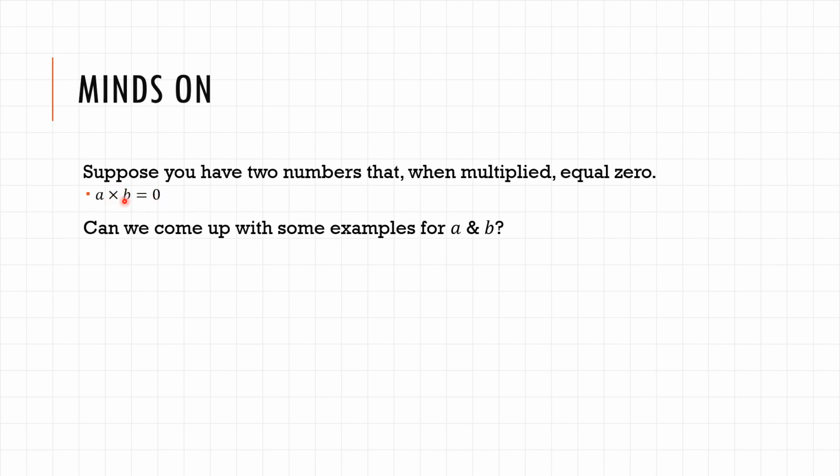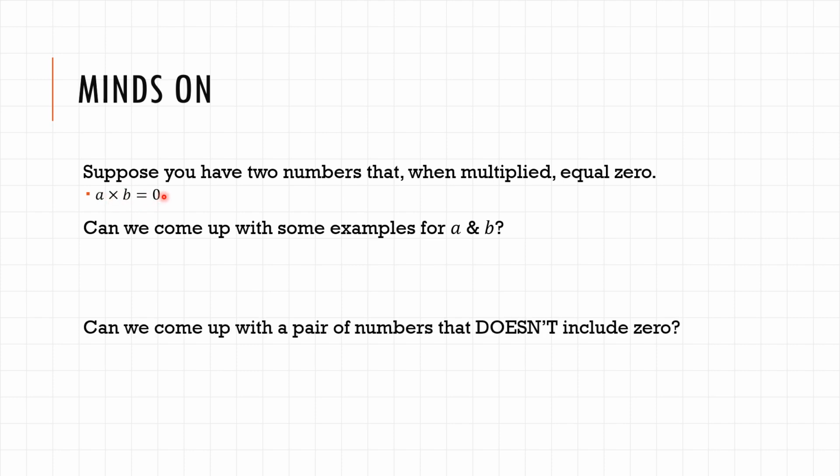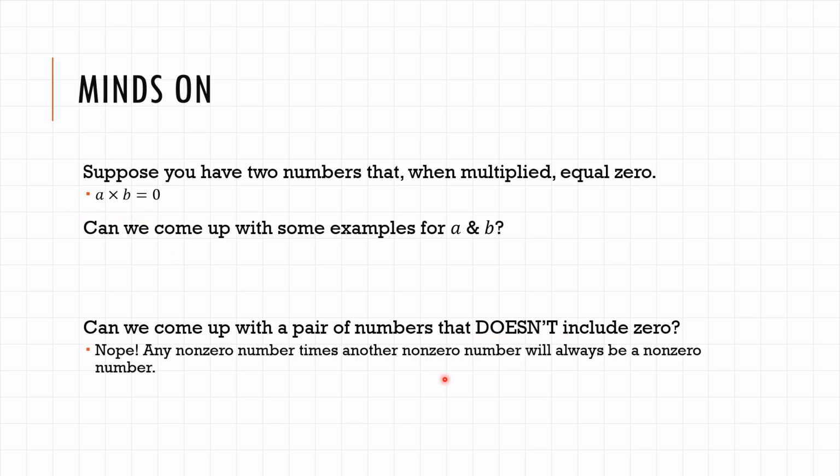What about if b is non-zero? Well, if b was not 0, then a would have to be 0. Whatever it is, one of them has to be 0 to equal 0, right? Can you come up with a pair of numbers that doesn't actually include 0, where neither of them is 0? No. Any non-zero number times another non-zero number will always be a non-zero number.